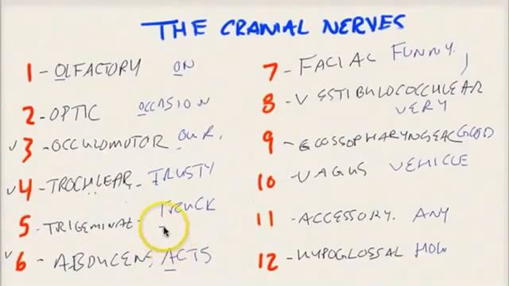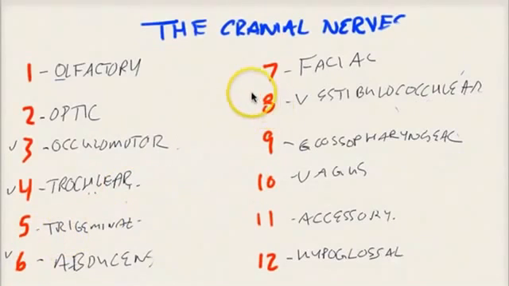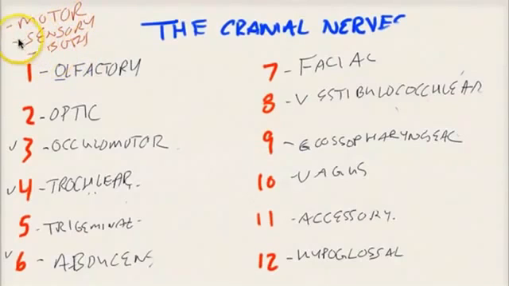So if you like that one, go ahead and use it. If you don't, just Google cranial nerve mnemonics and you'll find hundreds. Okay, and pick one that works. Now, another important component of the cranial nerves is whether they are motor. So do they provide the ability to move? Are they sensory? Do they detect sensation? Or do they do both?